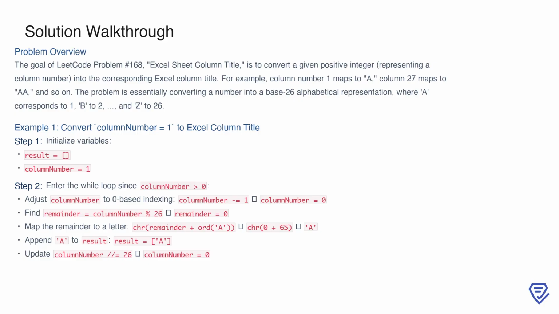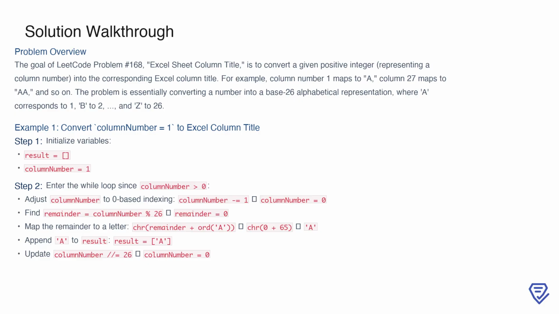For the first example, we start with column number equal to 1. We initialize an empty list called result to store the letters as we compute them. Since column number is greater than 0, we enter the while loop. Here, we adjust column number to 0-based indexing by subtracting 1, making it easier to work with the alphabet. This gives us column number equal to 0.